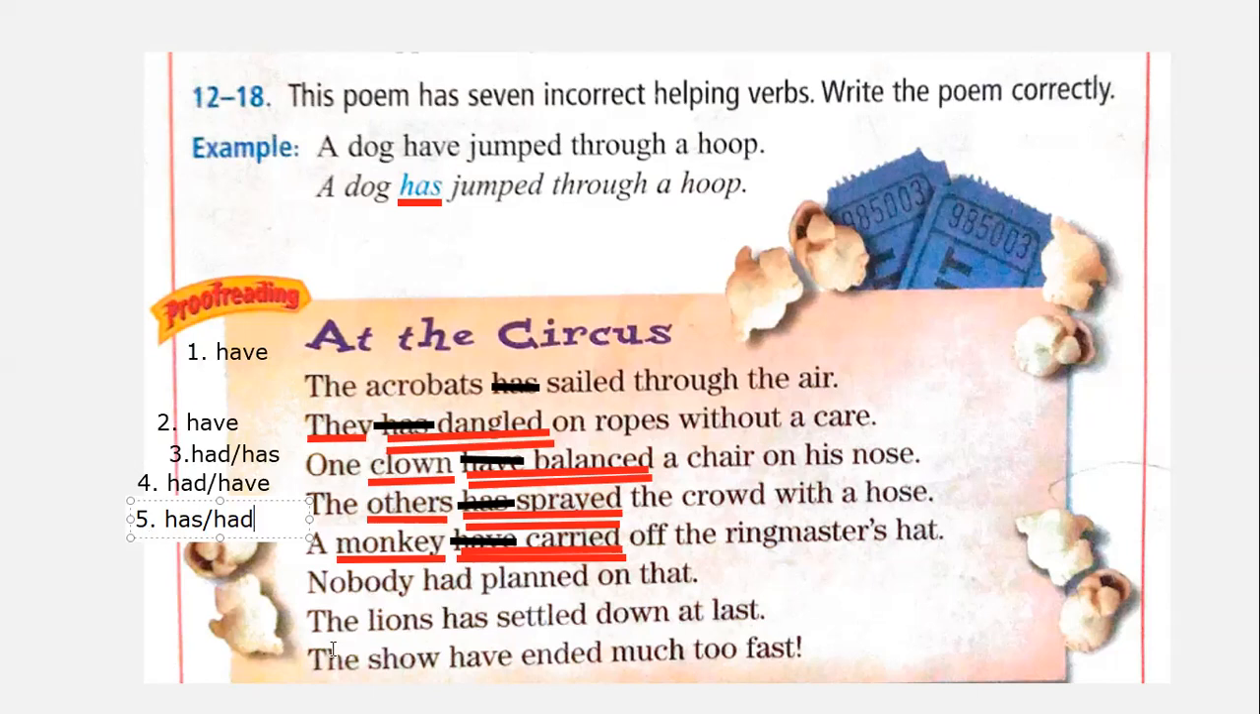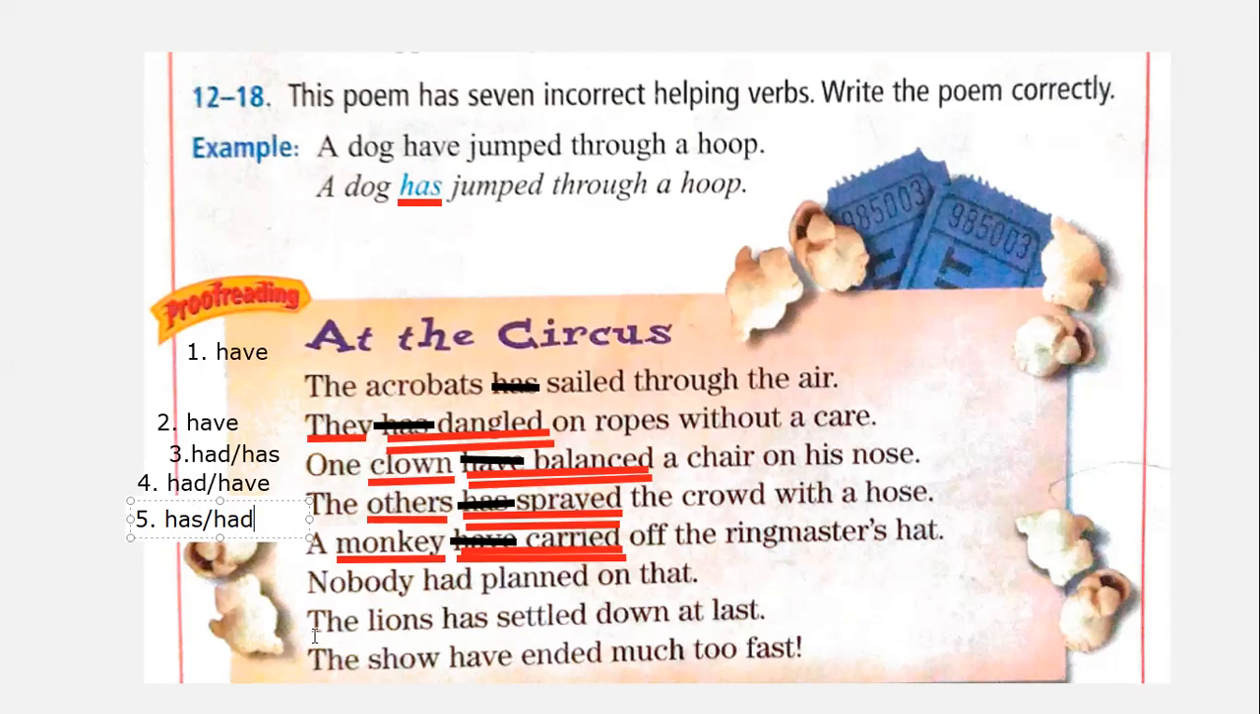Next one, nobody had plans on that. Nobody. So, is this correct? Do we have to make any changes? Don't forget that we're looking for 7 incorrect helping verbs. So far we have 5. Nobody had plans on that is correct. Okay, don't forget that had goes with either a singular or plural subject, so we're doing good. Let's go to the next one.